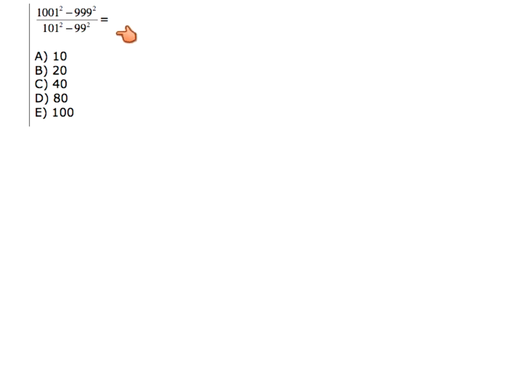First, let's talk about how can you do this problem if you don't see the cool trick. Because there is an algebraic trick that you can use here, which is to use factoring patterns. But what if you don't see that?